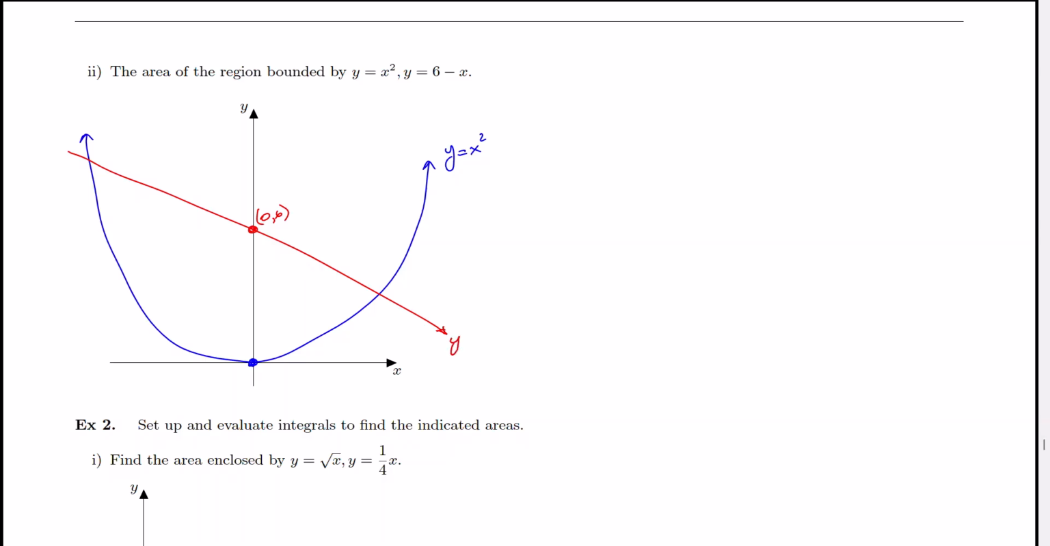So this is the graph of y equal to 6 minus x, and we're looking for the area between the curves. Basically, we're looking for this region's area, so how much space is in the gray shaded area.